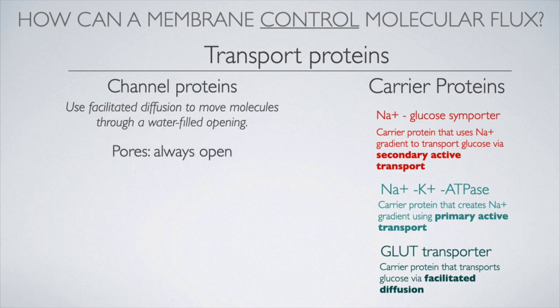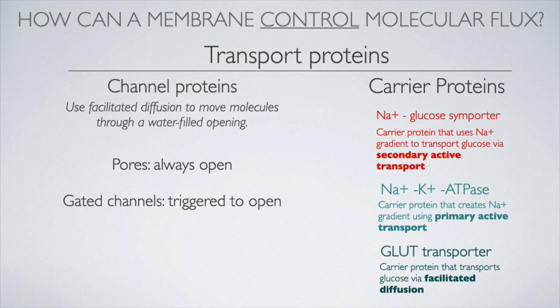You have pores like the potassium leak channel, which are always open. And then there are also things known as gated channels, which we'll itemize later, which are triggered to open. So they have an ability to vary their permeability to a type of molecule, whereas pores are just always on. They're always open and always creating high permeability to a particular type of molecule like potassium.